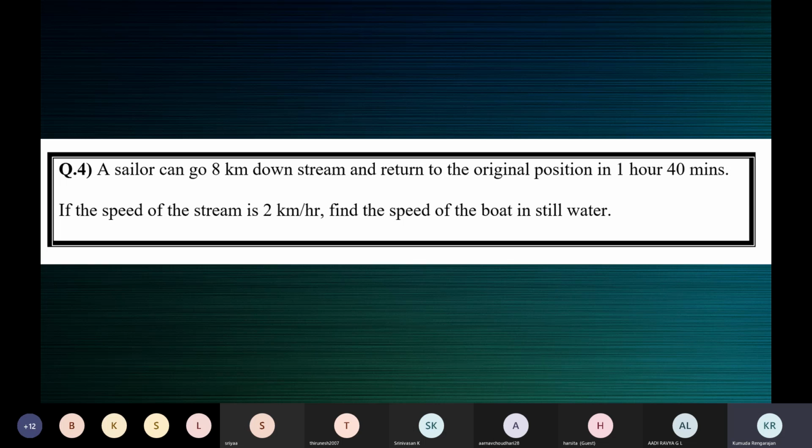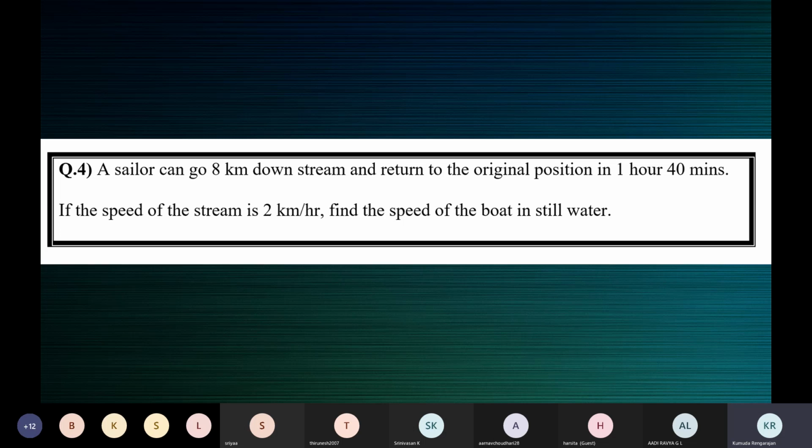So first the sailor rows the boat in the direction of the flowing water and covers 8 kilometers. Now from that point he returns. He turns and rows the boat in the opposite direction, that is, opposite to the direction of the flowing water. When he returns, the boat moves in one direction and the water is flowing in the opposite direction. And the distance is the same 8 kilometers because he returns to the original position.